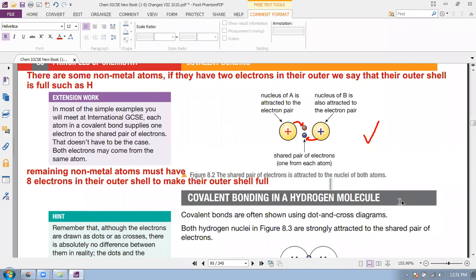They want to make their outer shell full by putting 8 electrons in their outer shell. Except hydrogen. Hydrogen just tries to keep 2 electrons in its outer shell.